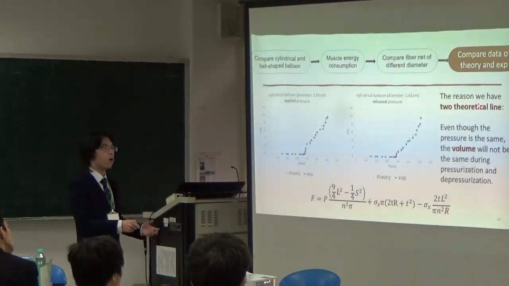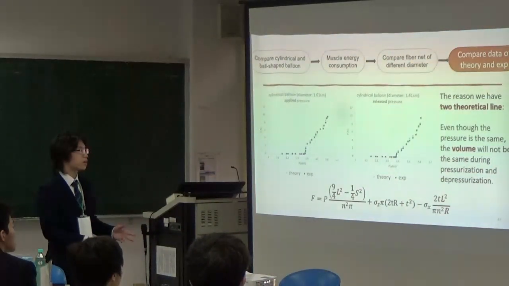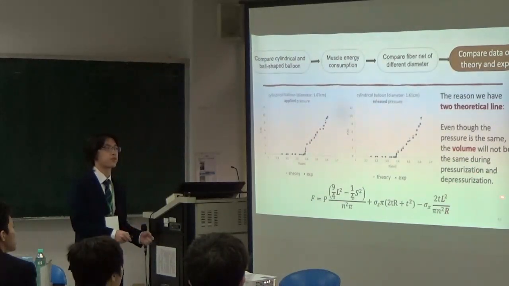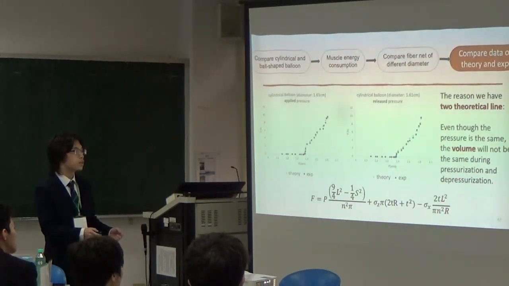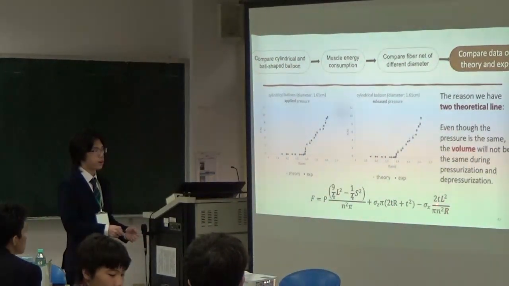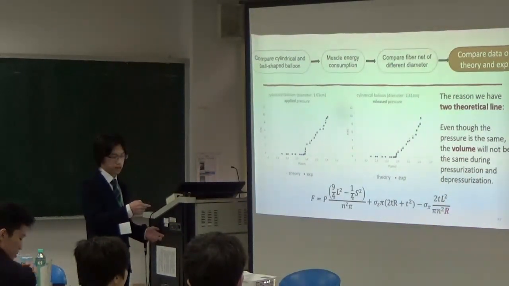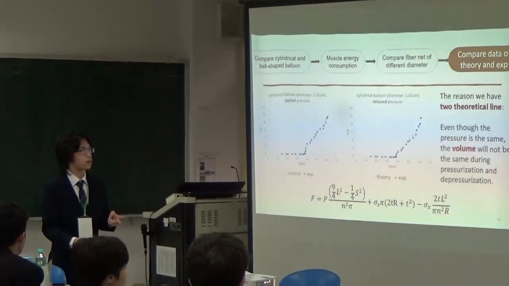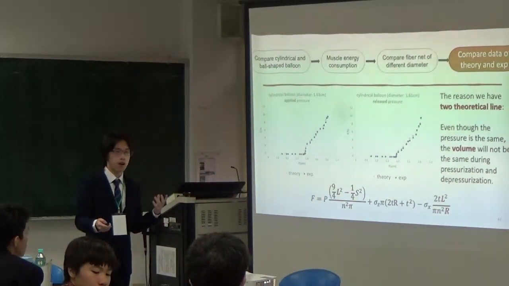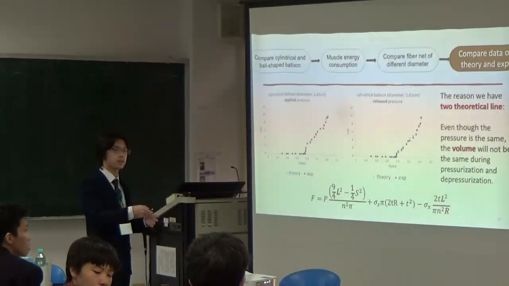The reason we also have two theoretical lines in one set of experiments is that even though the pressure is the same, the volume will not be the same during pressurization and depressurization. The volume is made of L and R over here. Because the L and R are not the same, we will have two theoretical lines. I also have the theoretical lines of the other set of our experiments, and if you're interested in it, we can discuss it in the discussion part.